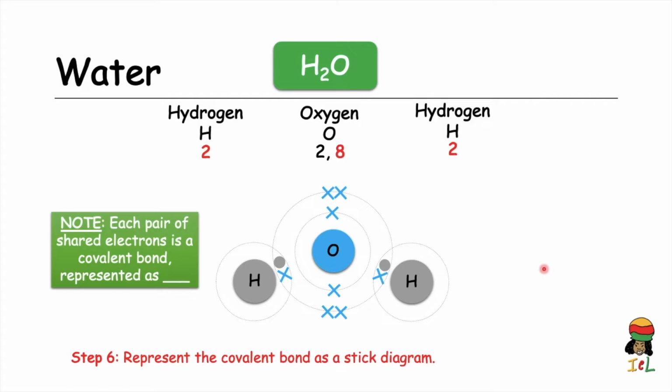Step 6, this is where we're going to draw the stick diagram to represent our covalent bond. And so we'll write out the atoms as they have bonded in the dot and cross diagram. So we have hydrogen followed by oxygen followed by hydrogen. We leave sufficient space to insert the lines to represent the number of covalent bonds. So for the bond formed between the first hydrogen and the oxygen, note that there is one pair of shared electrons. So we have a single covalent bond or a single bond.